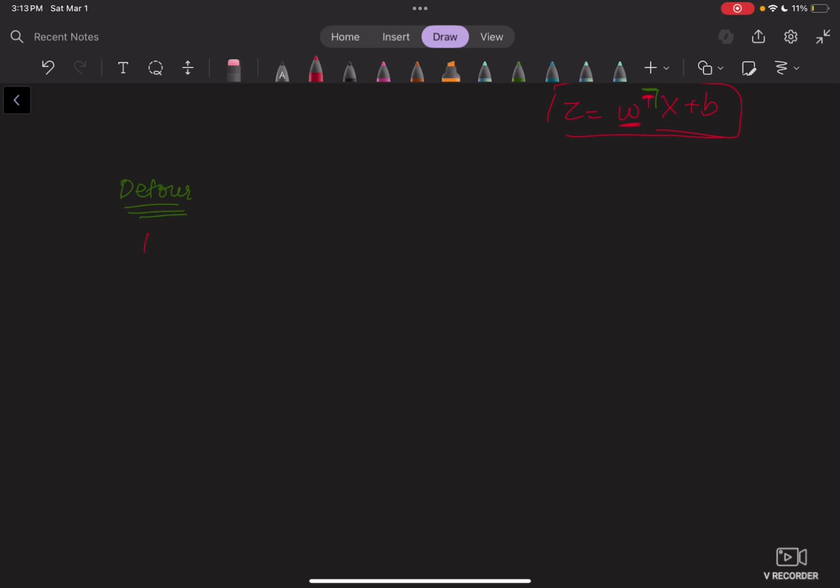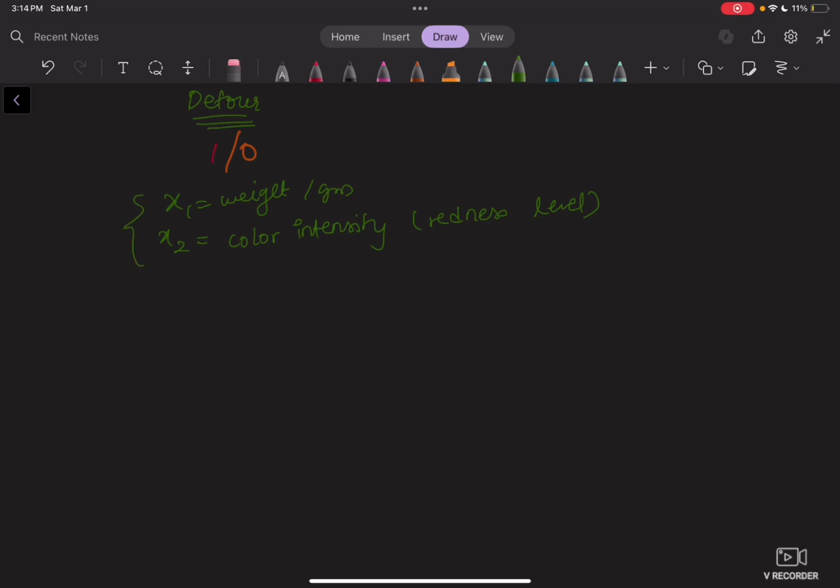So, we are predicting apples and oranges, and we're training our model to figure out whether it's an apple as 1 or orange as 0, right? Based on, let's say, our features. Our x1 could be weight, and then x2 could be something like color intensity, say redness level, right? And weight in terms of grams.